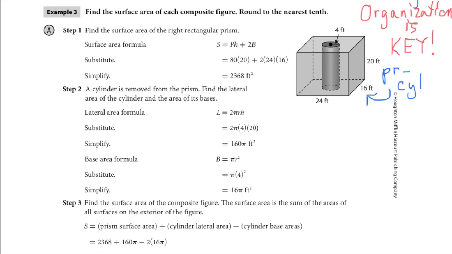Then we're going to find the composite figure. So this is the part that gets a little bit tricky, so try to pay attention. First, it's the sum of the areas of all the surfaces, because we'd be painting the entire prism, and then we'd also be painting the lateral area on the inside, so this is just a reminder to make sure you're painting it inside and out, okay?